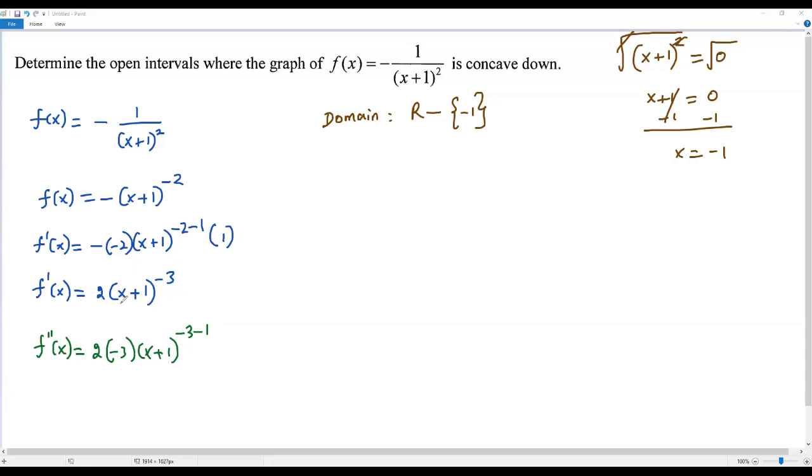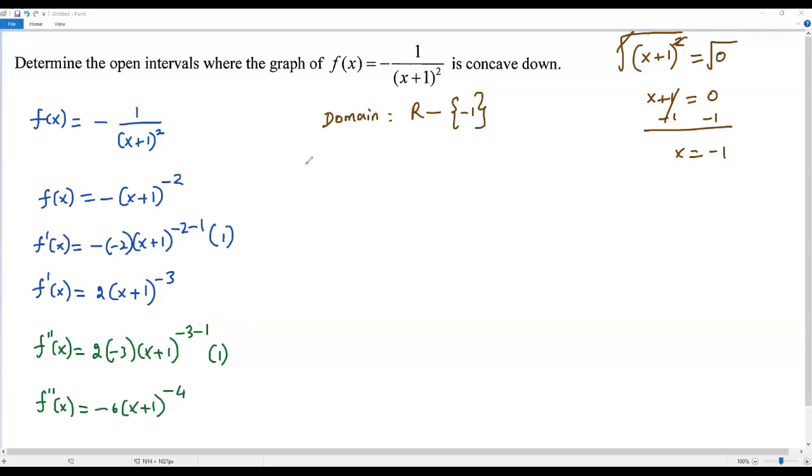By chain rule, I have to further differentiate the base x + 1. Already we know that the derivative of x with respect to x is just 1, and the derivative of the constant 1 is 0. So finally, the derivative of the base x + 1 is just 1 by chain rule. So f double prime of x equals 2 times negative 3, which is negative 6, times this number 1, which is negative 6, times (x + 1) to the power of negative 4.